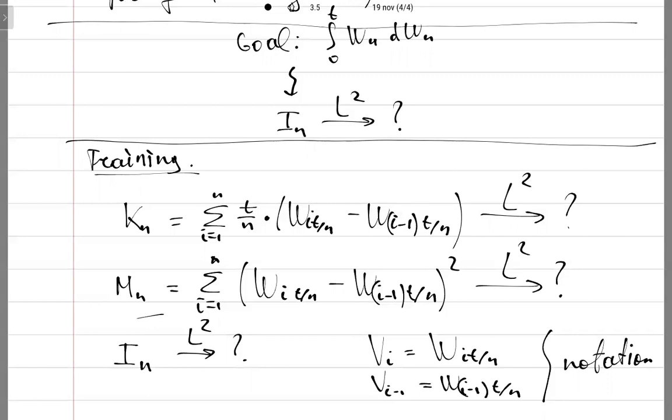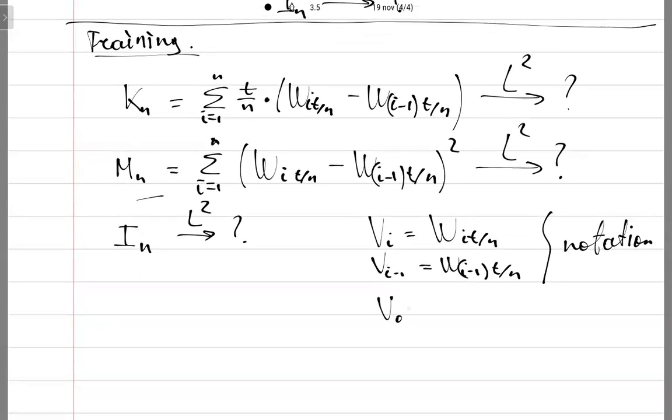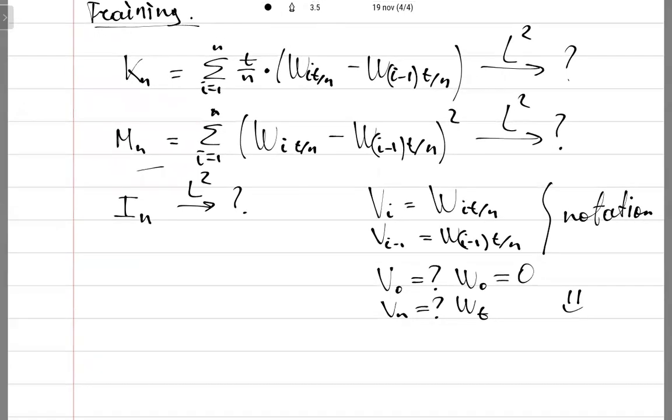Okay, just a small question. What is the value of V0? What is the value of Vn? First is W0, but W0 is a Wiener process, so it's 0. And Vn is W_T. Okay, notation is clear. Just to simplify a little bit, to save ink and energy. Okay, so let's work with K_n.